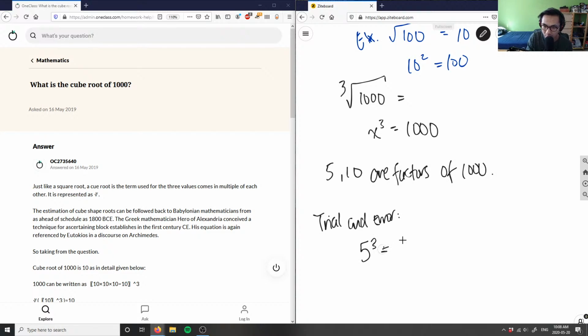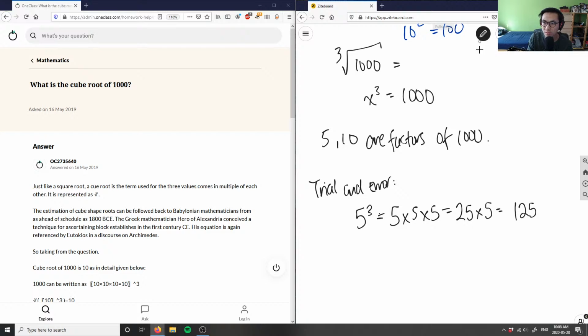Well, 5 cubed is 5 times 5 times 5, which is 25 times 5, which is 125. And 125 is not 1,000, so 5 cubed must not be the correct answer. I'm going to try 10 as well. 10 cubed equals 10 times 10 times 10, which is 100 times 10, which is 1,000. 1,000 is the number inside the root, so it is 10 cubed.